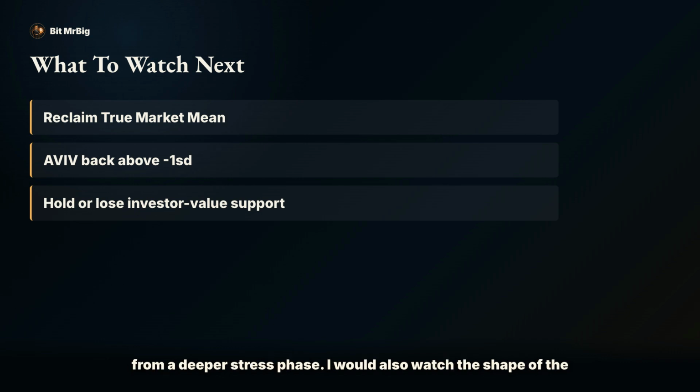I would also watch the shape of the recovery. A fast reclaim with AVIV rising suggests investors are starting to reprice value again. A weak bounce that leaves AVIV pinned near the lower band suggests the market is still fragile.